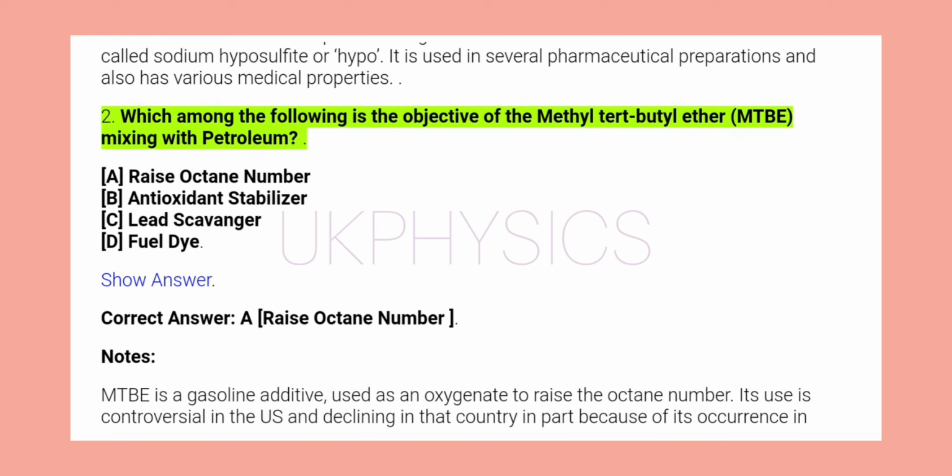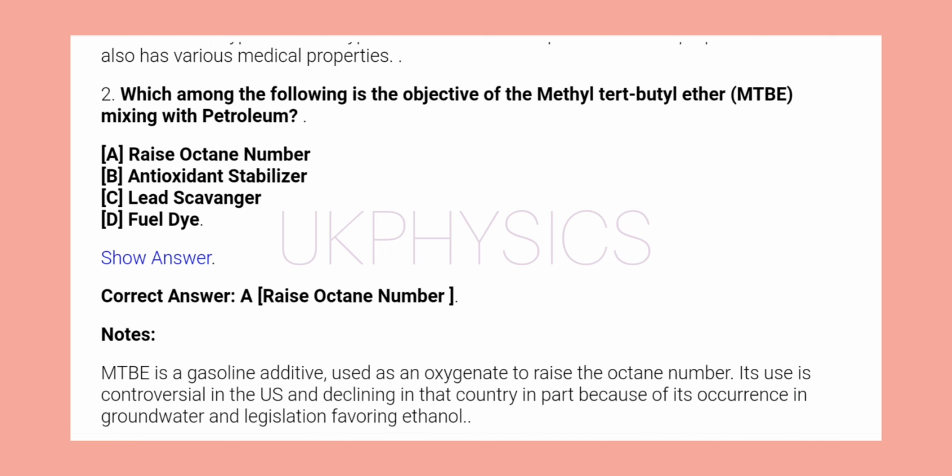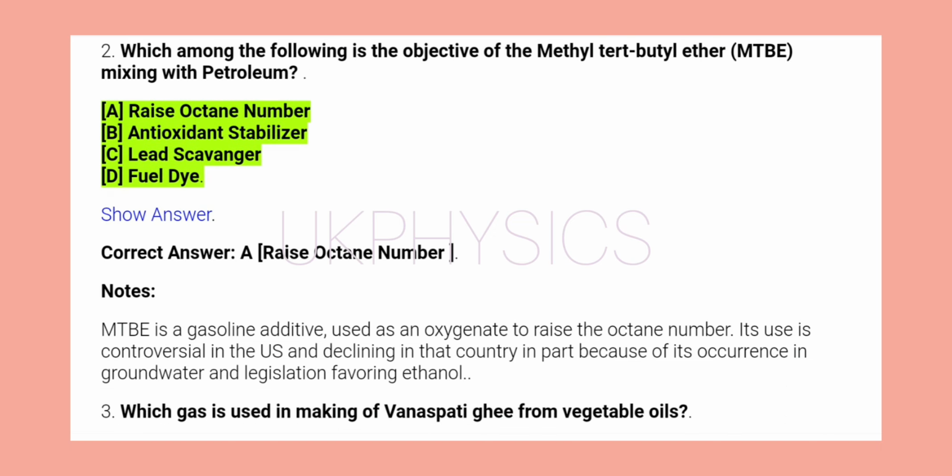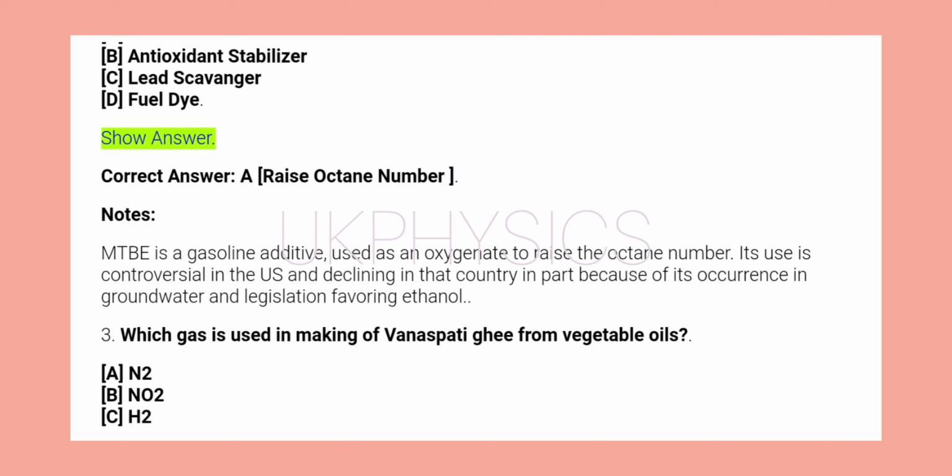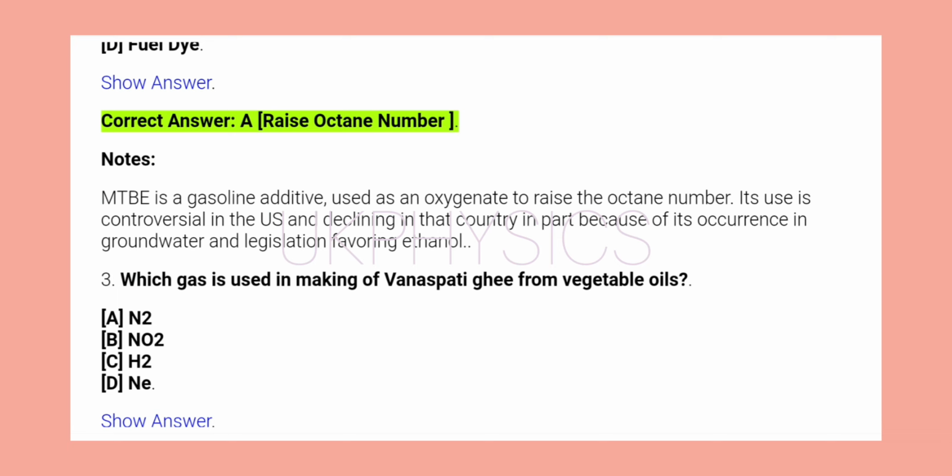2. Which among the following is the objective of the methyl tert butyl ether (MTBE) mixing with petroleum? A. Raise octane number, B. Antioxidant stabilizer, C. Lead scavenger, D. Fuel dye. Show answer. Correct answer, A. Raise octane number.